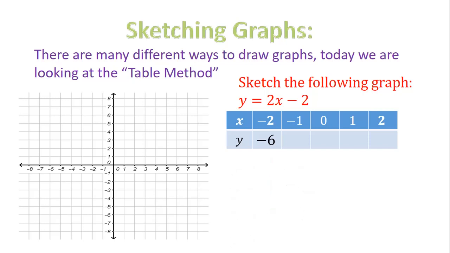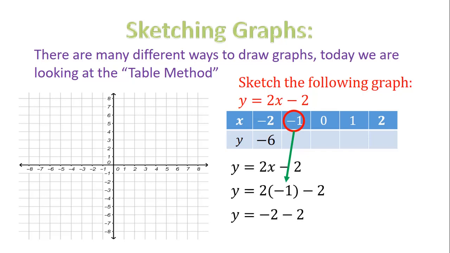Now we look at the second one. We follow the same structure. We write down the equation. Then, in place of x, we put the negative 1. And so we get y equals 2 times negative 1, minus 2. That means that we have y equals negative 2, and then subtract 2 from that. Y equals negative 4, and we take the negative 4 and we put it under the negative 1.